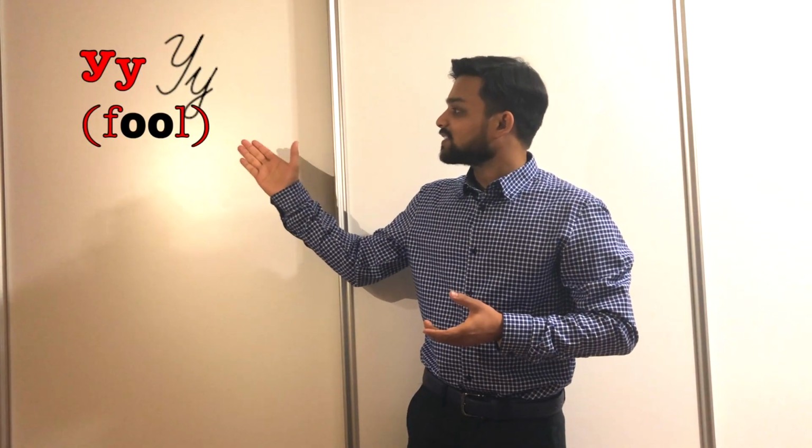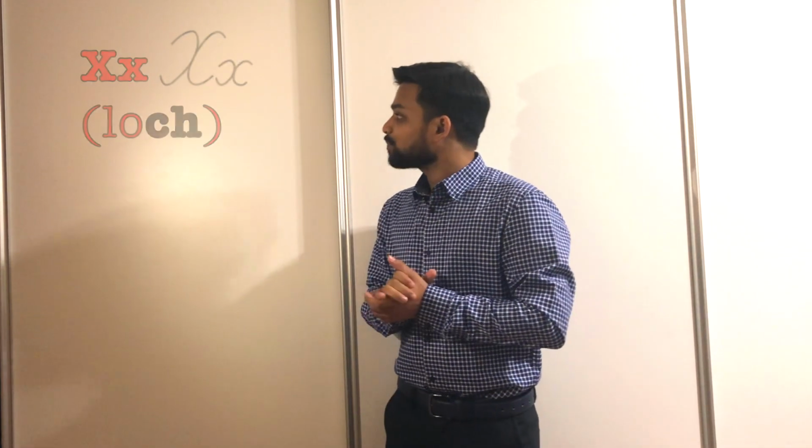Next letter is U, which is pronounced as double O in fool. Next letter is F. F is pronounced as F in fool. Next letter is Kh, which is pronounced as CH in loch. L-O-C-H, loch. Next letter is Ts.